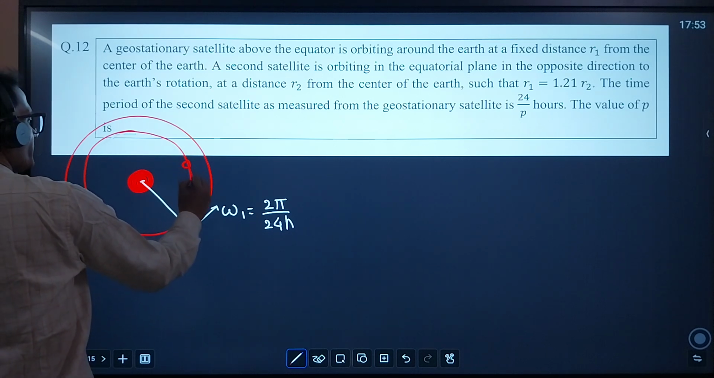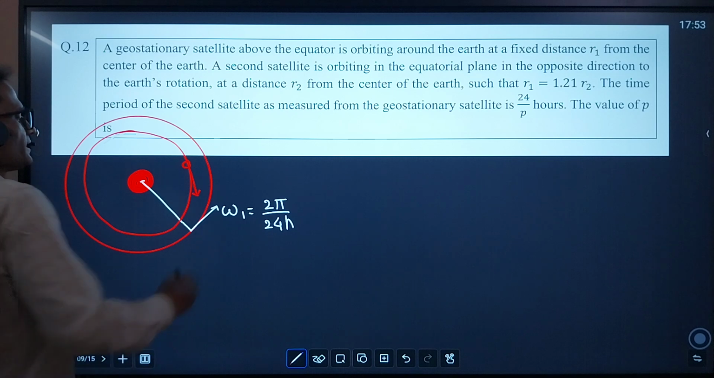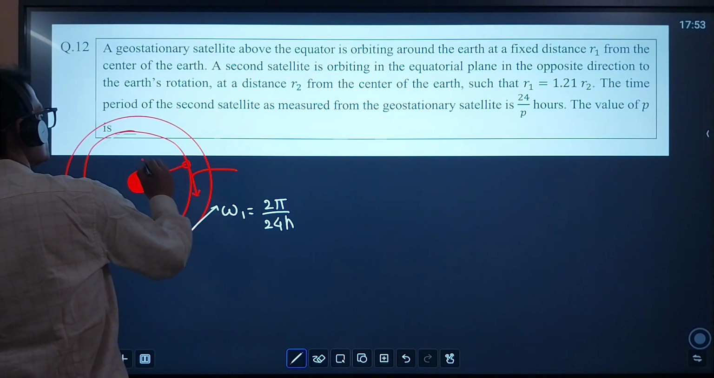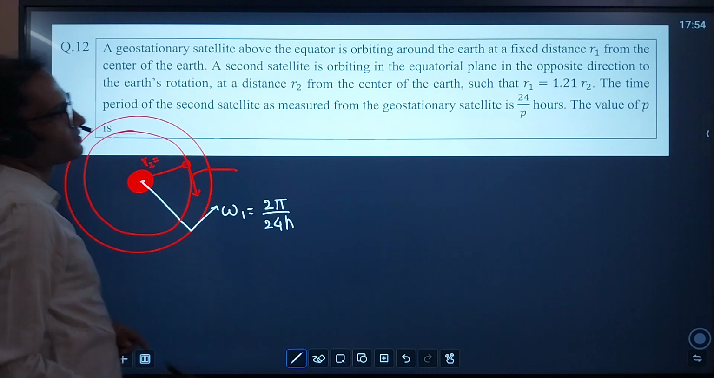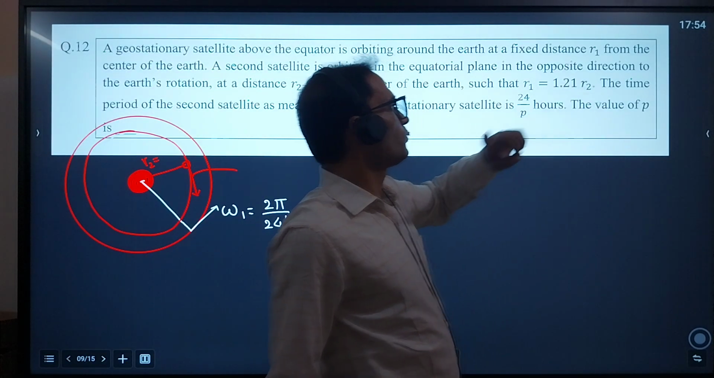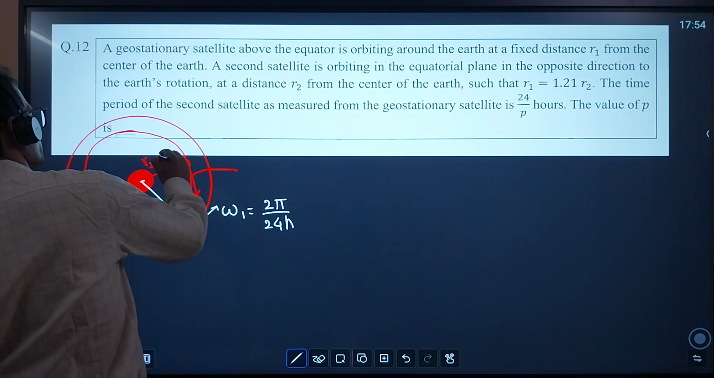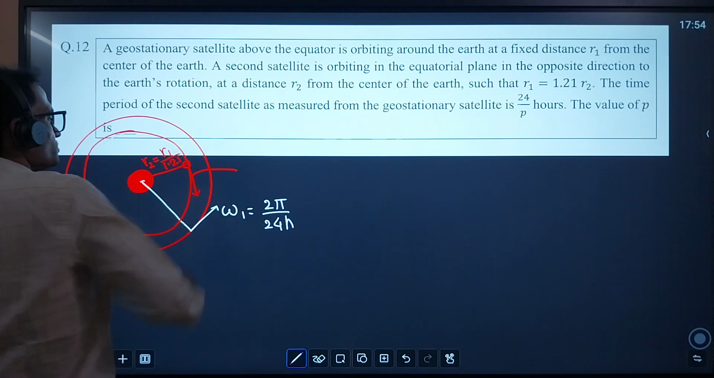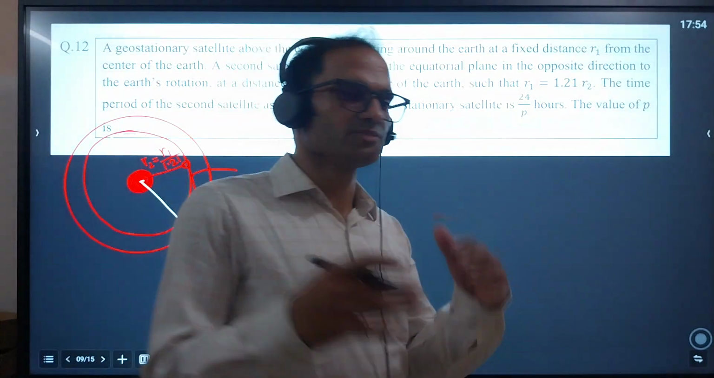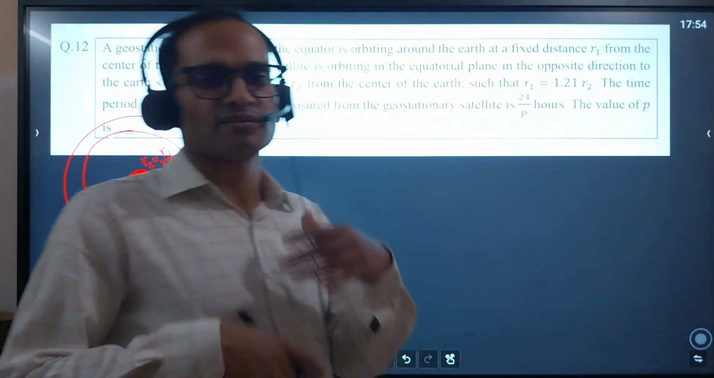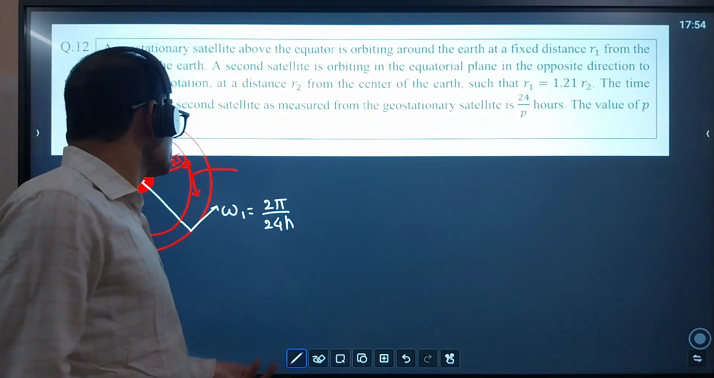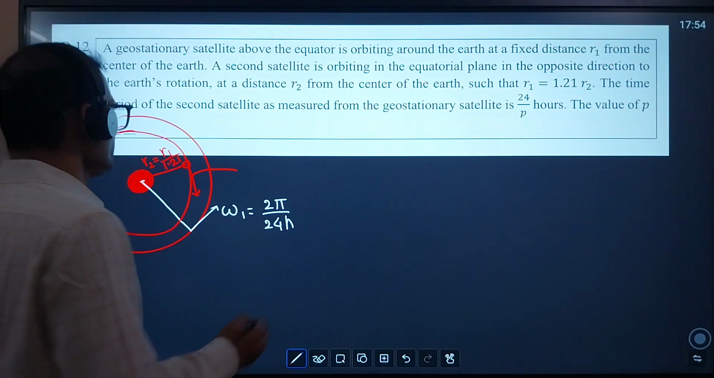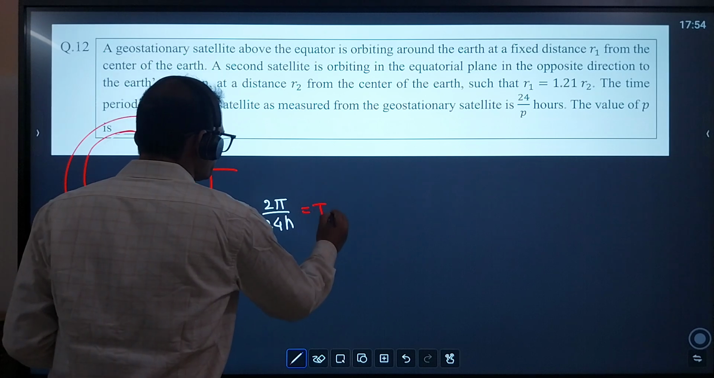The second satellite is orbiting this way, and this r2 is r1 by 1.21. So basically the second orbit is smaller, it will rotate faster, and its time period will be less than this time period. Let us call this time period t1.